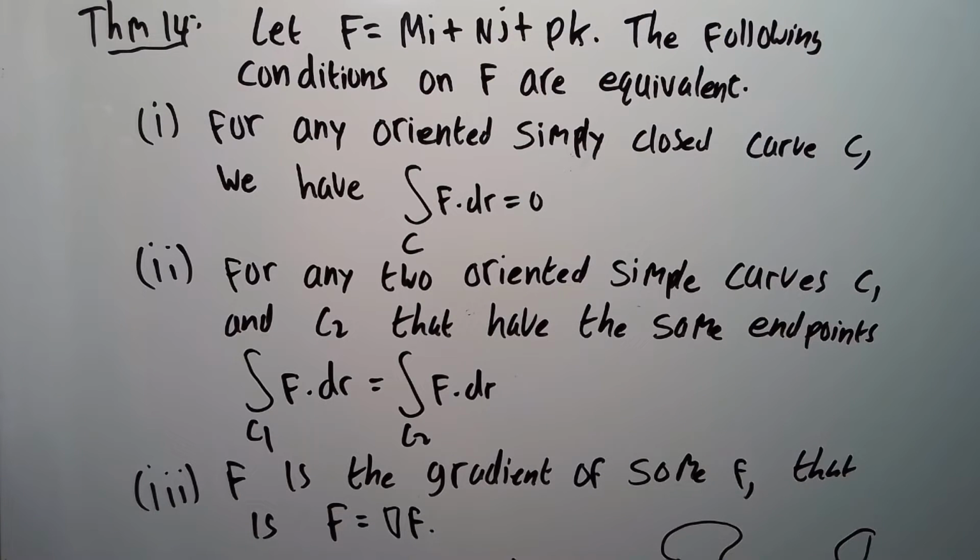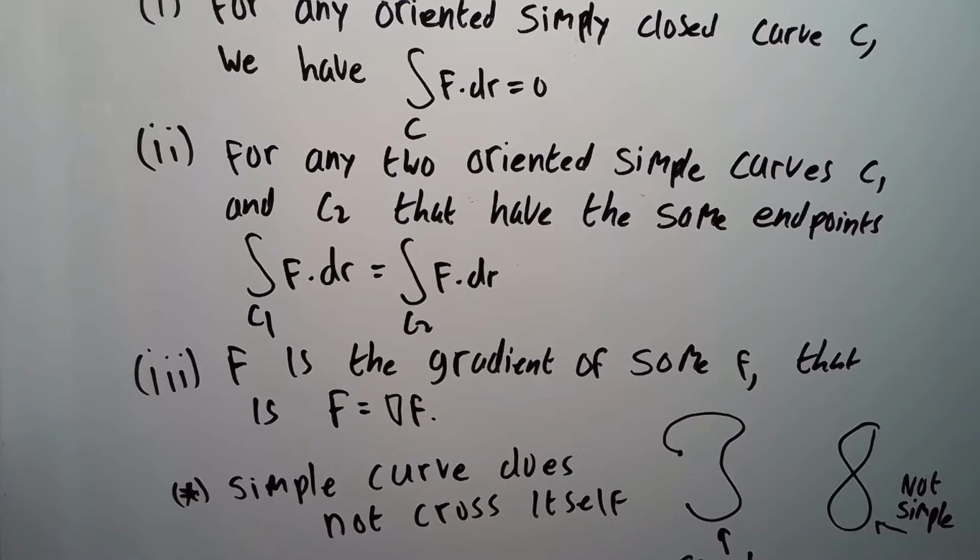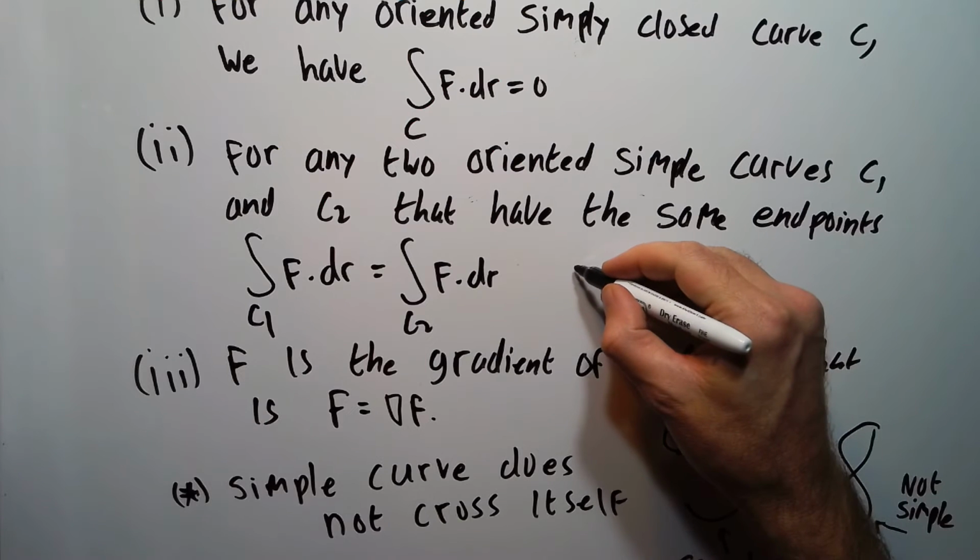And the third condition is if big F is the gradient of some small f, that means big F looks like this. And it is mentioning simple curve, so let me just define what a simple curve is. A simple curve does not cross itself. So this first one here would be simple, but this figure 8 would not be simple because it crosses itself right here.